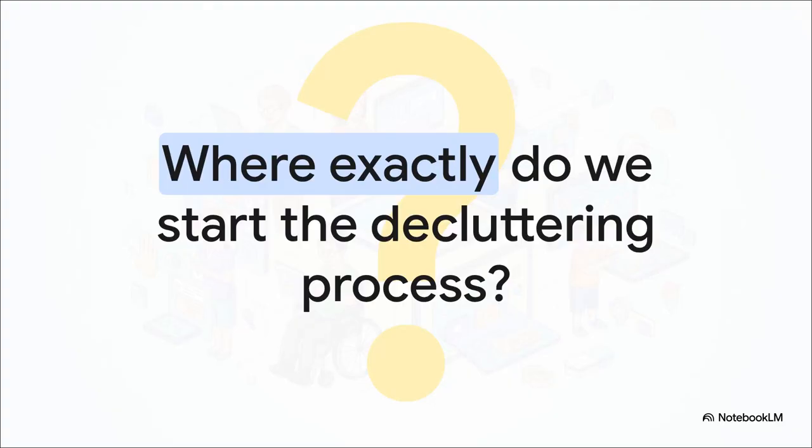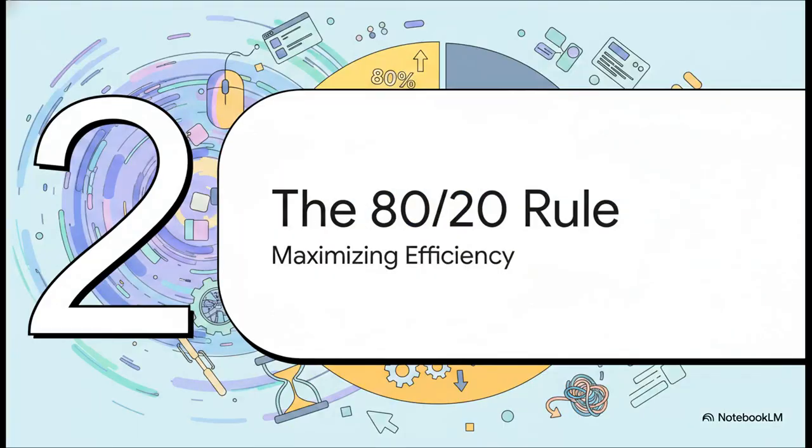So we know the app is a total cluttered mess right now, but where on earth do we even begin decluttering? It's so tempting to just dive in and try to fix everything at once. Change the colors, move the buttons, rewrite the copy. But hold on, we really need a strategic rule to identify the core features and cut out the noise before we touch anything else. Which leads us perfectly into Section 2, the 80-20 rule and maximizing efficiency.